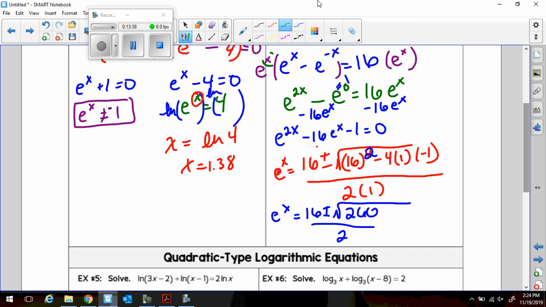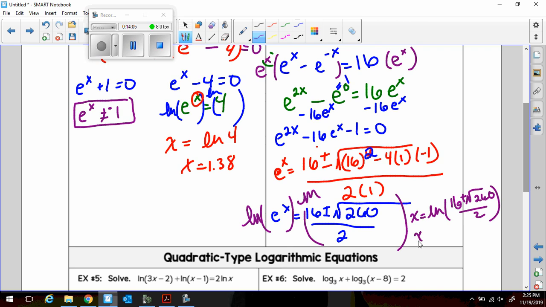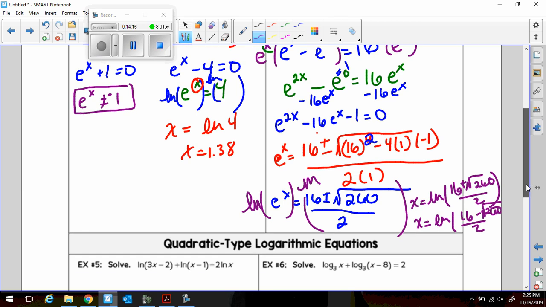But I'm not putting just this into my calculator. In order to solve for x, I need to take the natural log of this. You're going to have to do it twice: 16 plus the square root of 260 over 2, and then the next one, 16 minus the square root of 260 over 2. Okay? So x equals the natural log of 16 plus the square root of 260 over 2. And x equals the natural log of 16 minus the square root of 260 over 2. Okay, so that's going to be 2 answers. Maybe one's extraneous. Check it out.